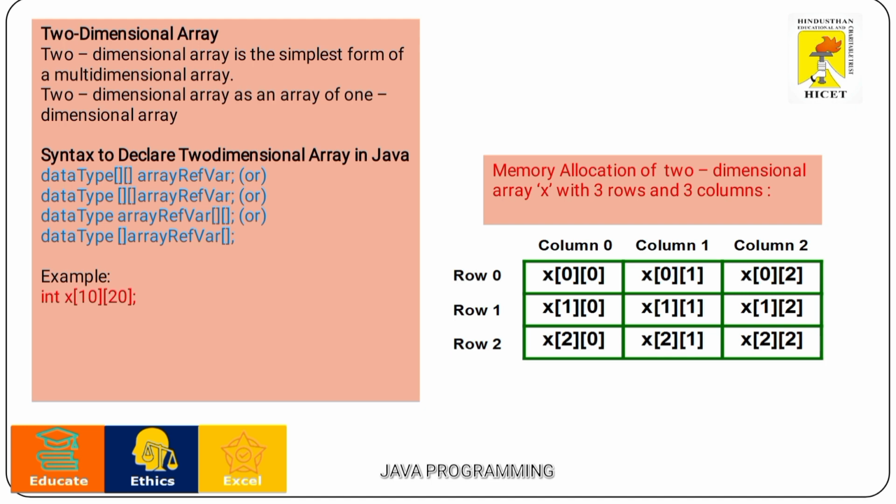And next, data type, name of the array and two subscripts. Or data type, subscript, array name, subscript. And the example: int x[10][20]. So it can hold 10 rows and 20 columns. So the total number of elements is 200.